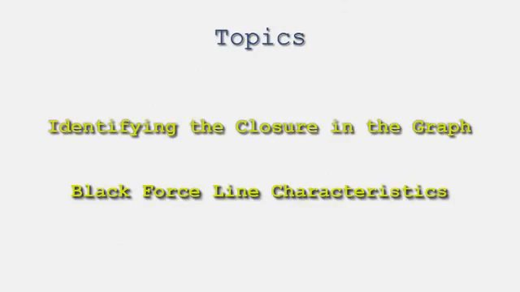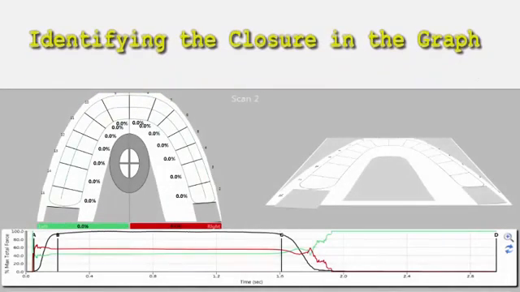Topics: Identifying the closure in the graph and the black force line characteristics. Identify the closure in the graph. To evaluate a patient's bite during closure, you first need to identify the key areas to observe.